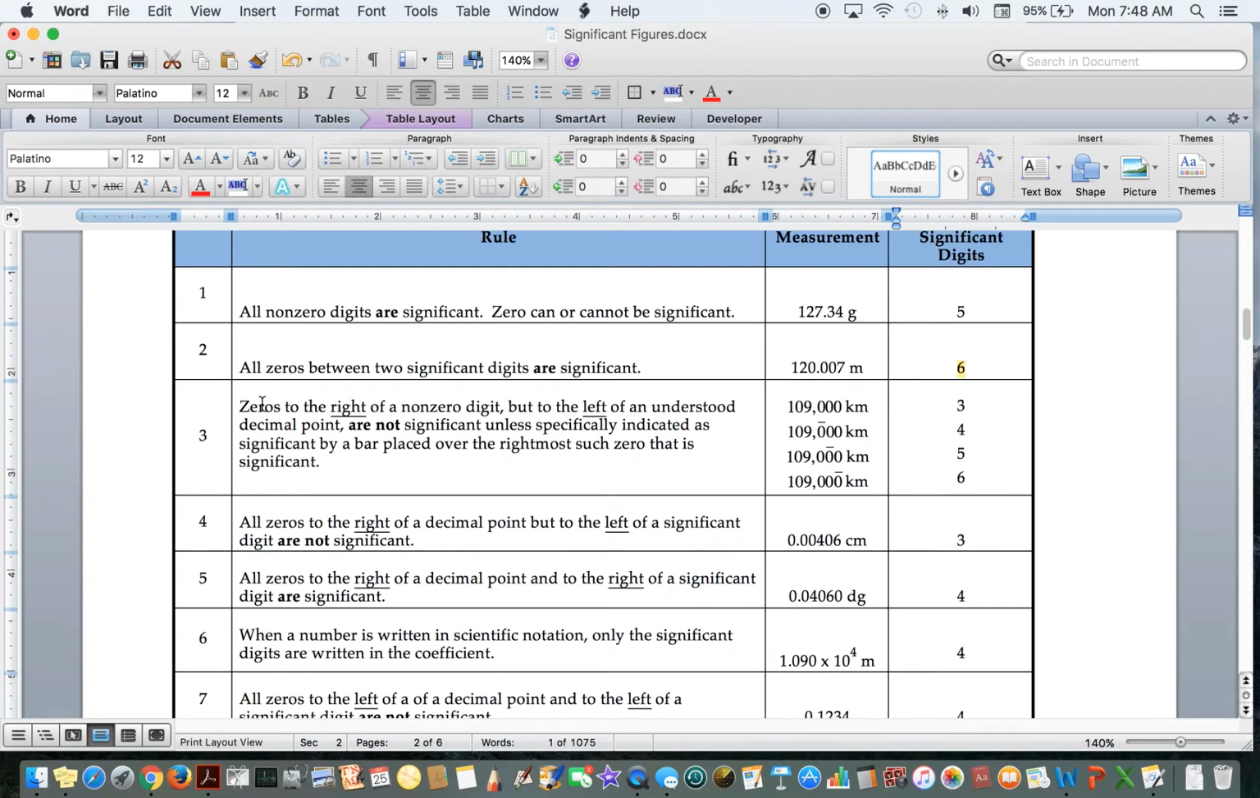Let's go on to rule 3. Zeros to the right of a non-zero digit but to the left of an understood decimal point are not significant unless specifically indicated as significant by a bar placed over the right-most such zero that is significant. It's a simple rule. When we look at this measurement here, these 3 zeros are not significant. They are merely placeholders. So we can say unequivocally that we've measured the 1, the 0, and the 9.